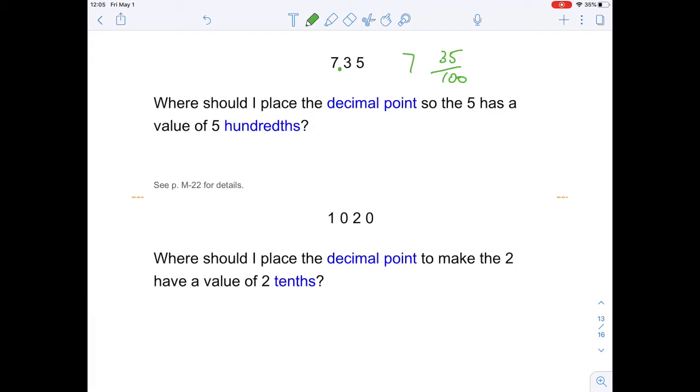Where should I place the decimal point to make the 2 have a value of 2/10ths? Remember, the tenths is the first spot to the right. So if I put my decimal point there, this 0 is optional. So that can be 2/10ths, which is the same as, if I put that 0 back, 20/100ths. These are equivalent fractions.